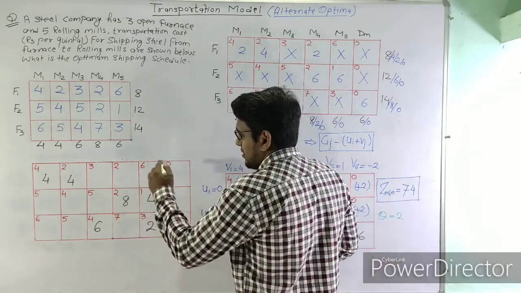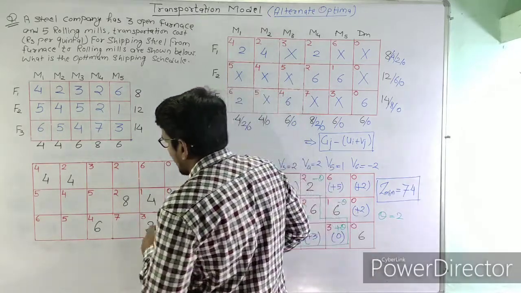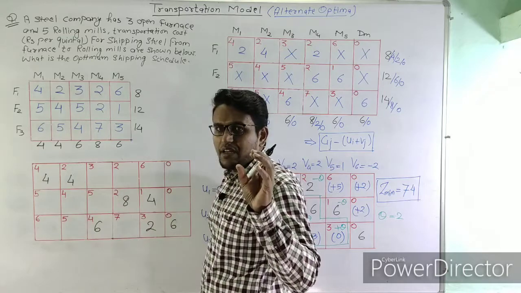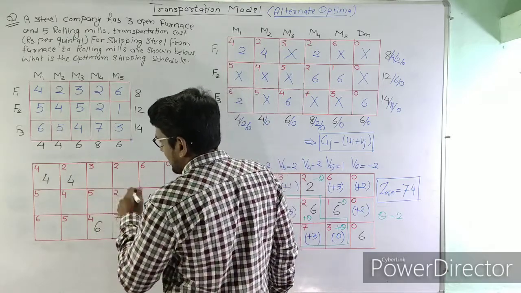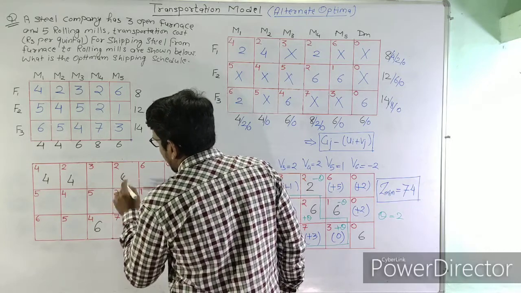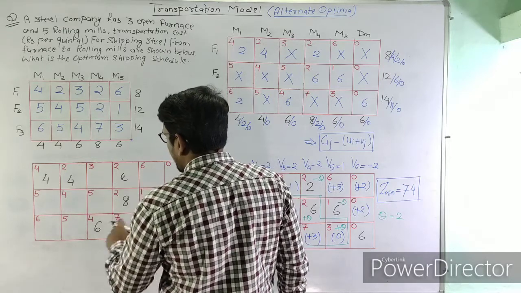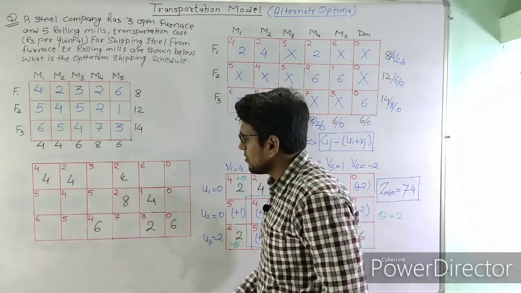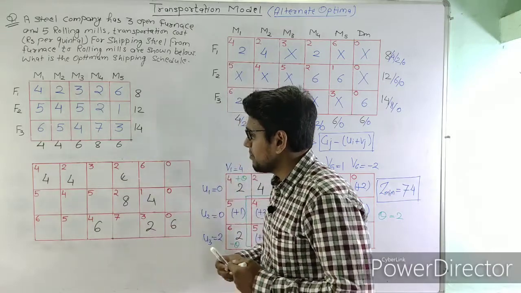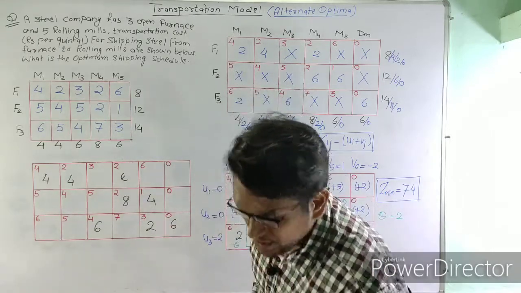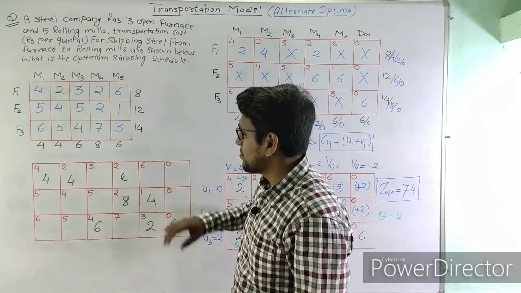So let us select one cell. We need to select a cell which will not form a loop. That is very important. So here I am selecting this cell because this will not form a loop here. Now we have m plus n minus 1 number of independent allocations, and now we need to check the optimality of this particular solution.